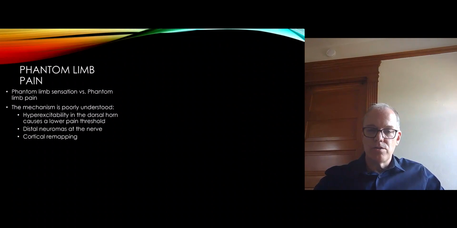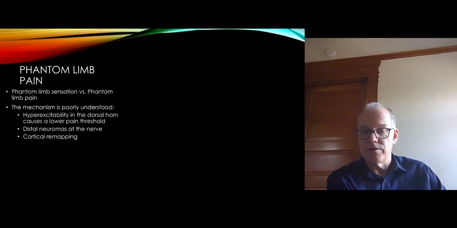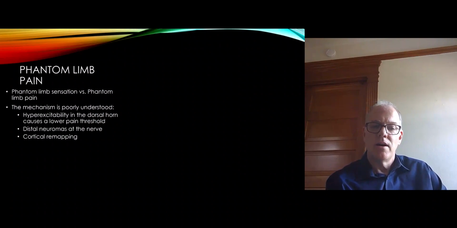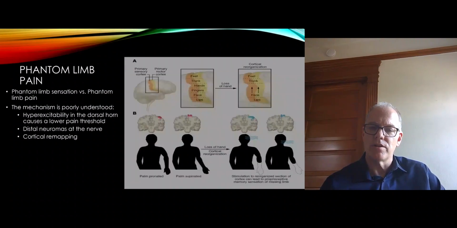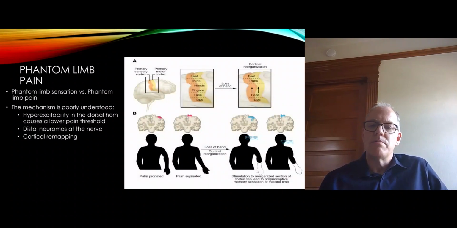It used to be thought this is due to a distal, what's called a neuroma, which forms at the very end of the amputation. And it was felt that was sending sort of the false signal to the brain. And that still may contribute, but it's clearly more than just a distal neuroma. It appears there's kind of a bombardment of the dorsal horn, and some hyperexcitability there may be a factor. And a number of interesting studies have looked at what's called cortical remapping in patients that have phantom limb pain.